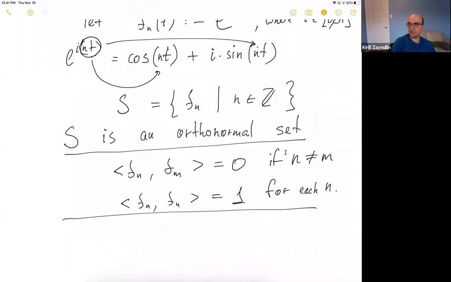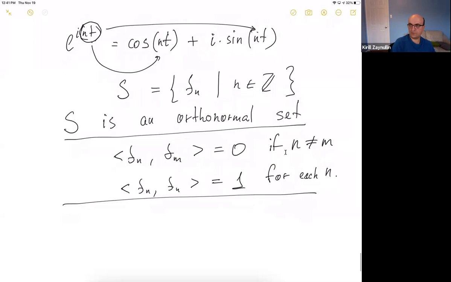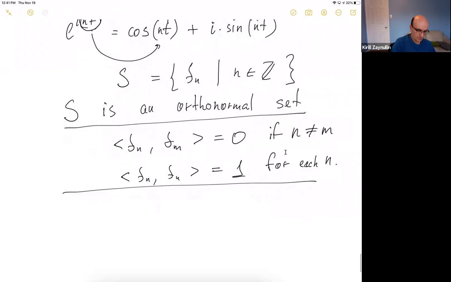Okay, so this example shows that orthonormal subsets can be infinite, and we can deal with functions as well. So all this totally makes sense. And what also makes sense is the following definition.